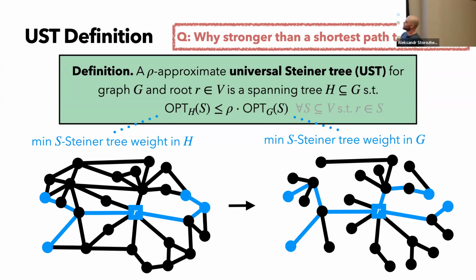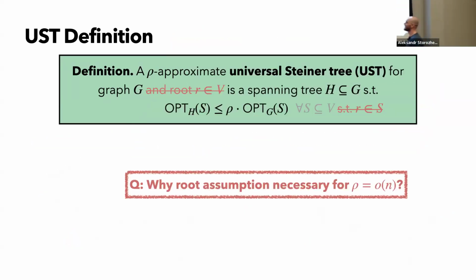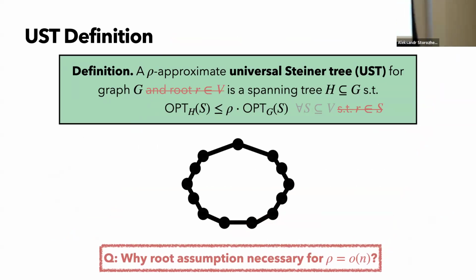Okay, so here's my next question about this: why do I need this root assumption? In particular, I claim that if I want to achieve sublinear approximation guarantees, it better be the case that I can assume that there's some root which is always in the instance of Steiner tree that I want to solve. In particular, if I modify my definition to look like this, then there's no hope for rho sublinear in n, where again n is the number of vertices in my graph. It's a cycle, exactly, right? So why do we even need this root assumption?